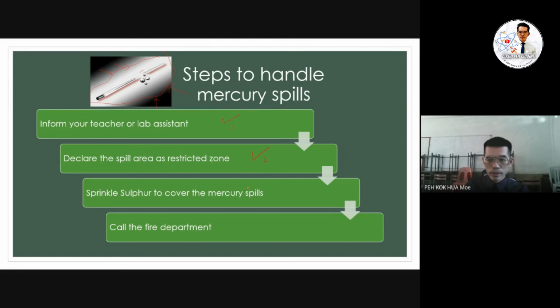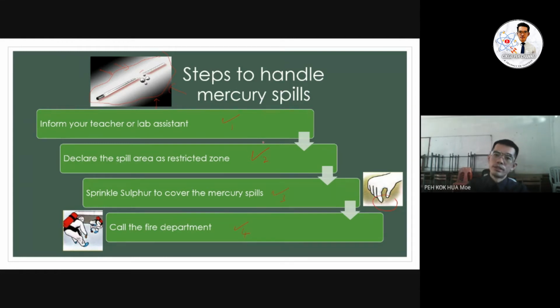So the third step is to sprinkle sulfur to cover the mercury spill. The sulfur is a substance in yellow powder form. You have to sprinkle it above the mercury spill, and then call the fire department if the mercury spill is very serious. This is a very dangerous situation, and you have to take note during a mercury spill.